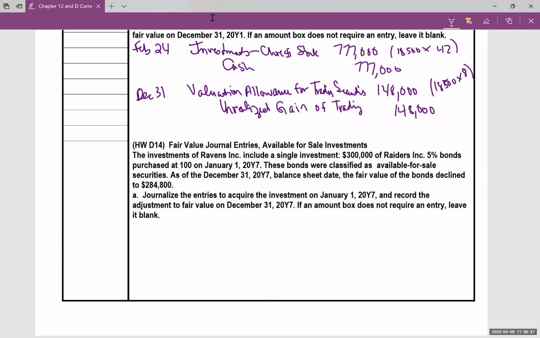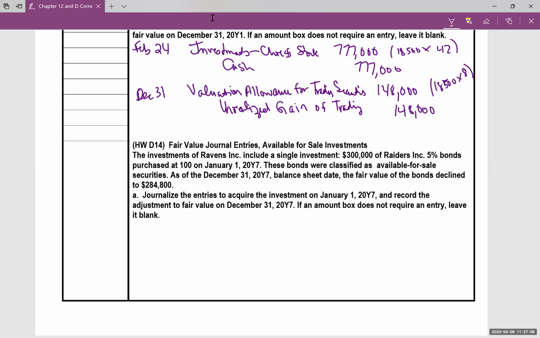Homework D14, fair value journal entries, available for sale investments. Okay, this time Ravens bought $300,000 worth of Raiders bonds. These bonds were classified as available for sale. And so now we have to do this balance sheet fair value thing. And this time the value of the bonds declined. The last one was sort of like a gain, and this one is going to be more like a loss.